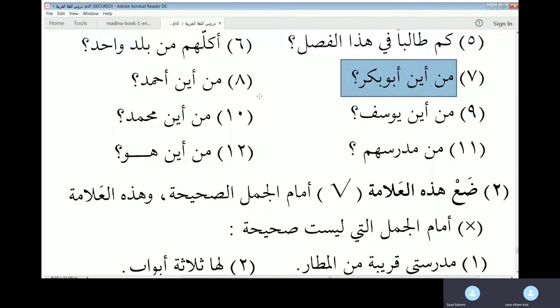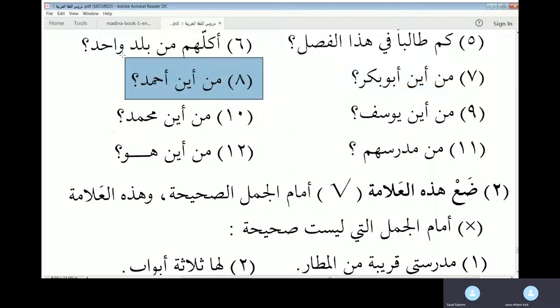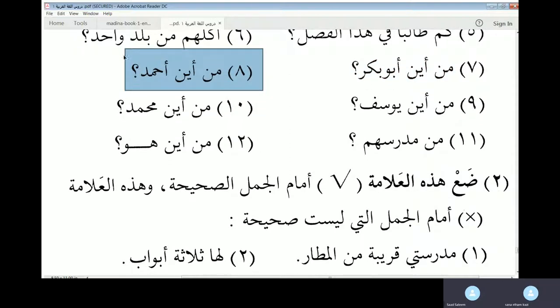Min aina Abu Bakrin? Where is Abu Bakr from? Let's say Abu Bakr is from Japan. Huwa min al-Yabani. Min aina Ahmadun? Let's say he's from India.